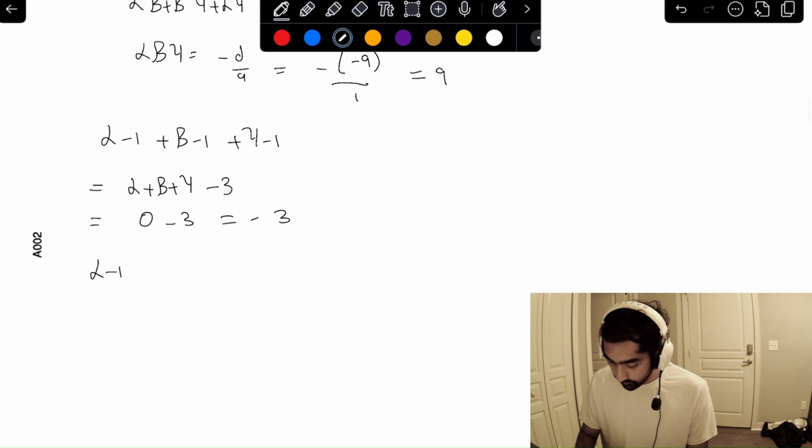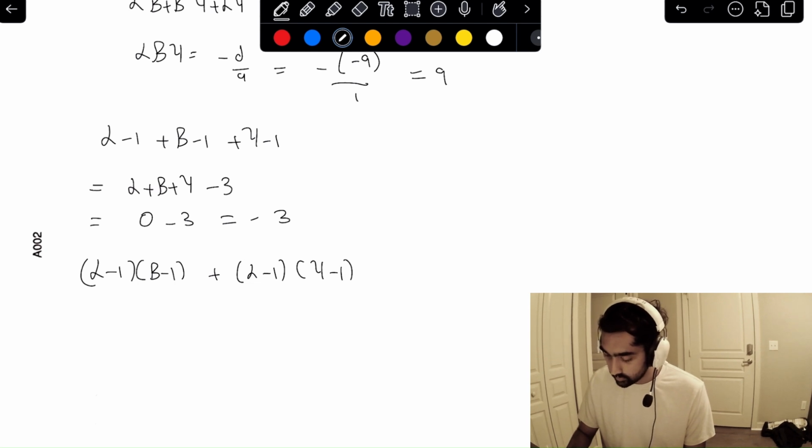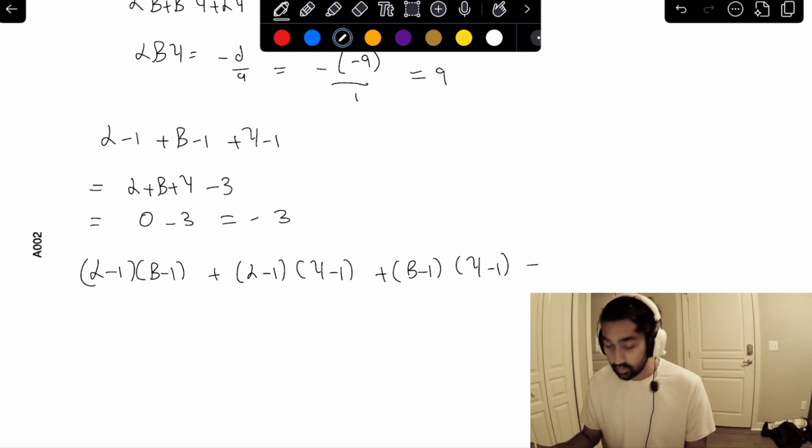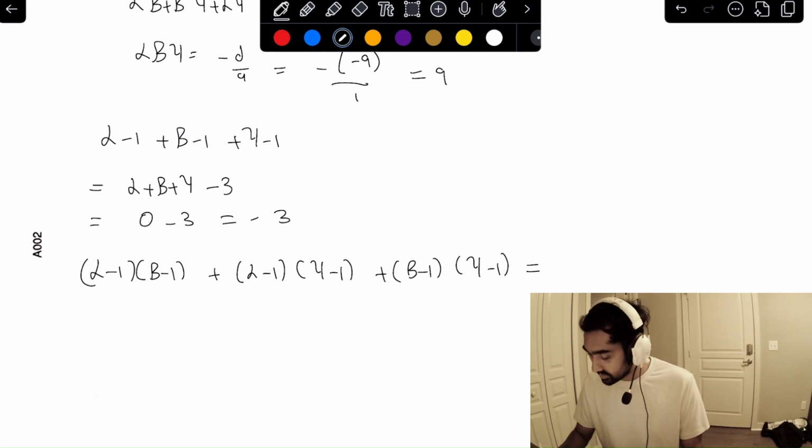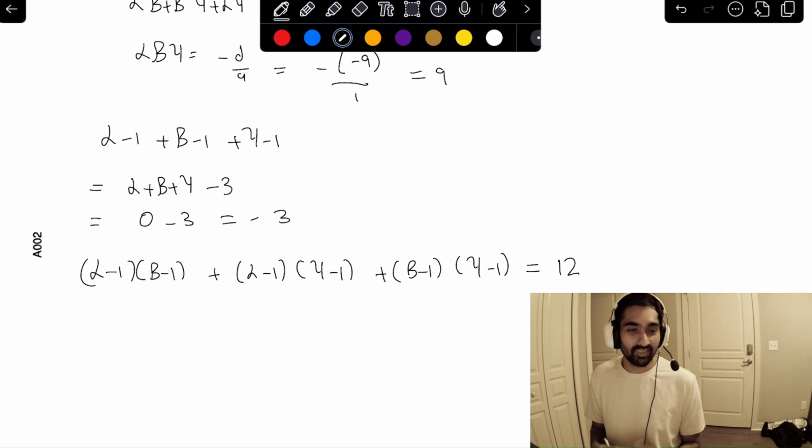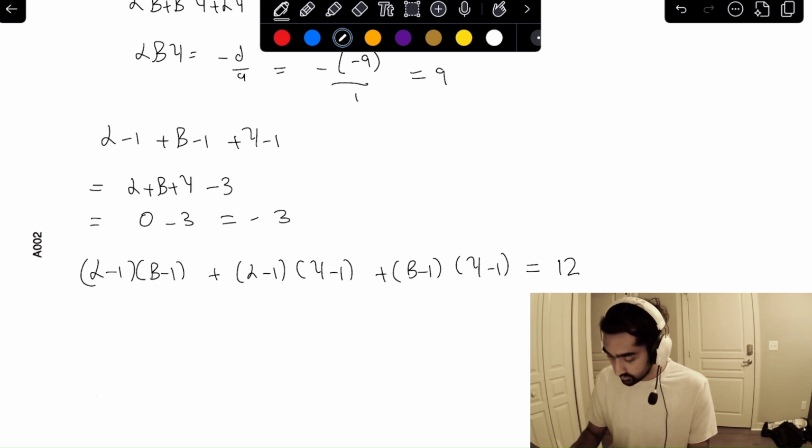The next thing I need to do is find alpha minus 1 times beta minus 1 plus alpha minus 1 times gamma minus 1 plus beta minus 1 times gamma minus 1. But the thing is, CAPE has told me that this is 12. So I don't need to do any work here. I can save some time. So I'm just going to take this as 12 and move on. However, after I solve this problem, I'm going to talk a little bit more about this, right? But for now, let's just take it as 12.